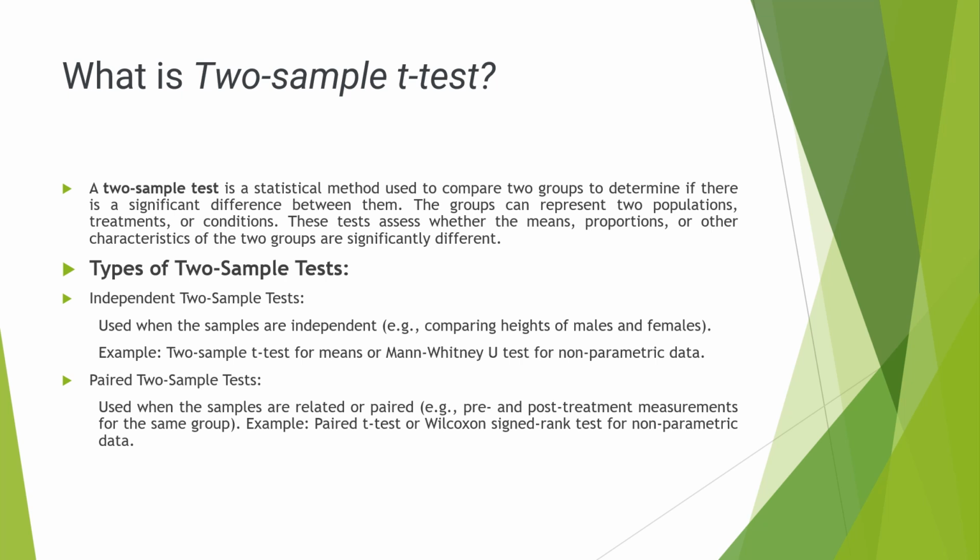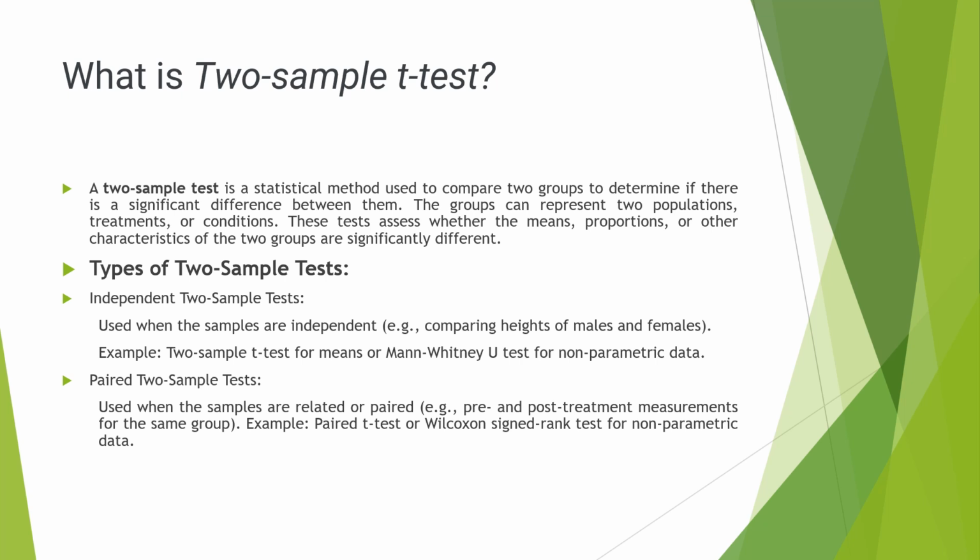A two sample test is a statistical method used to compare two groups to determine if there is a significant difference between them. The groups can represent two populations, treatments, or conditions. This test assesses whether the means, proportions, or other characteristics of the two groups are significantly different.